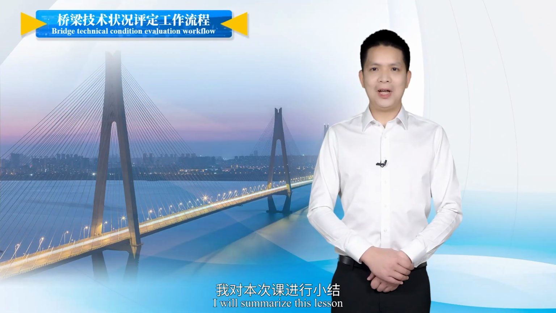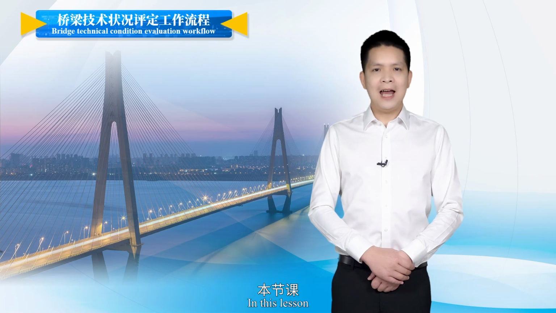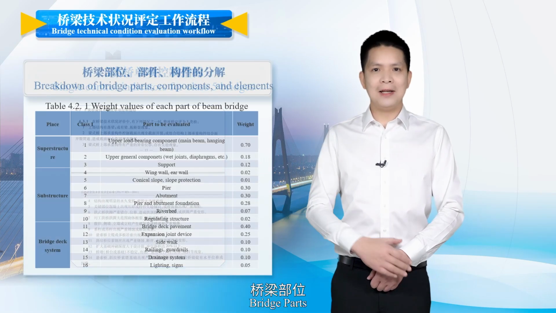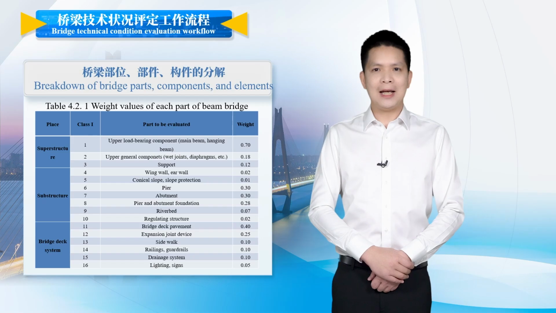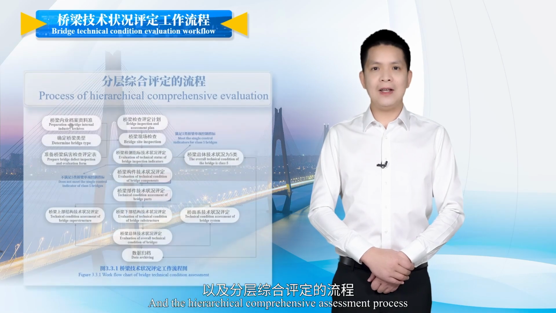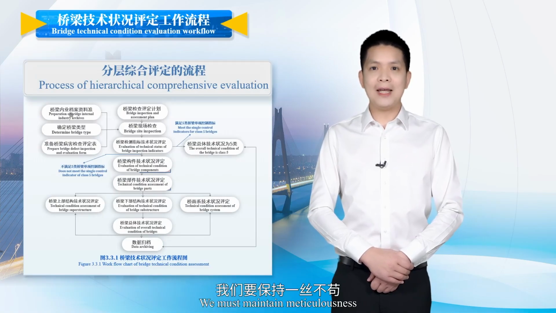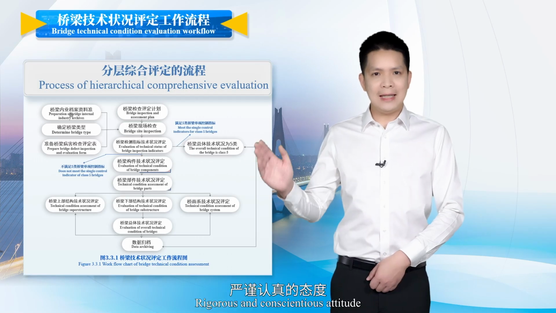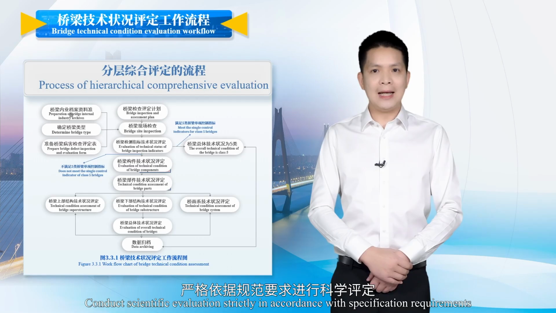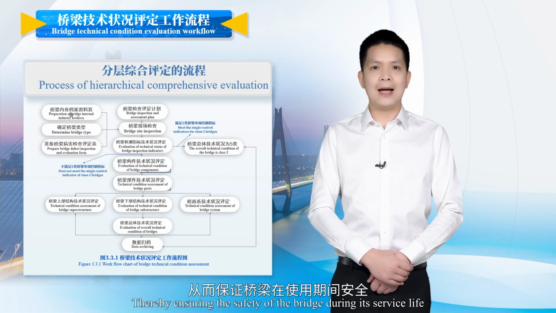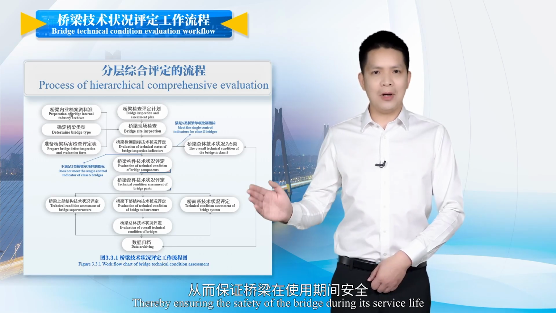In the end, I will summarize this lesson. In this lesson, we mainly explained the single control indicators for Class 5 bridges, bridge parts, components, breakdown of components, and the hierarchical comprehensive assessment process. In the evaluation process, we must maintain a meticulous, rigorous and conscientious attitude, conducting scientific evaluation strictly in accordance with specification requirements. Only then can it provide a basis for managers to formulate maintenance measures, thereby ensuring the safety of the bridge during its service life.